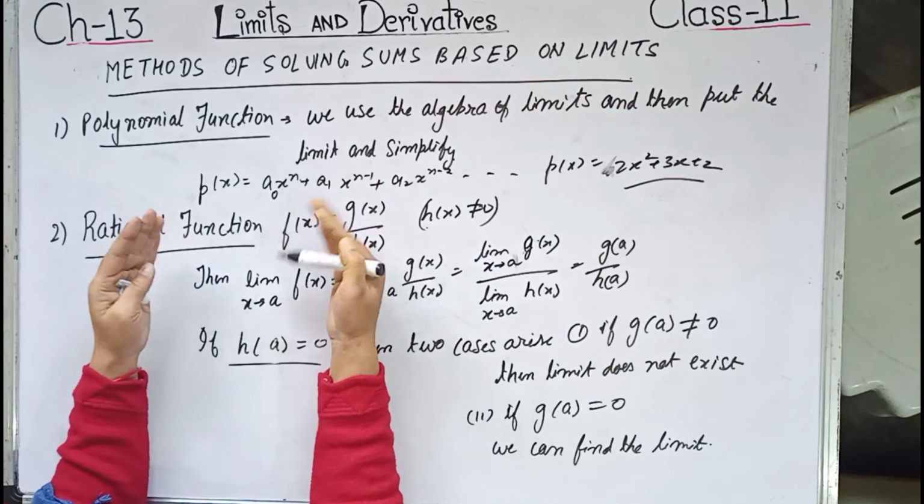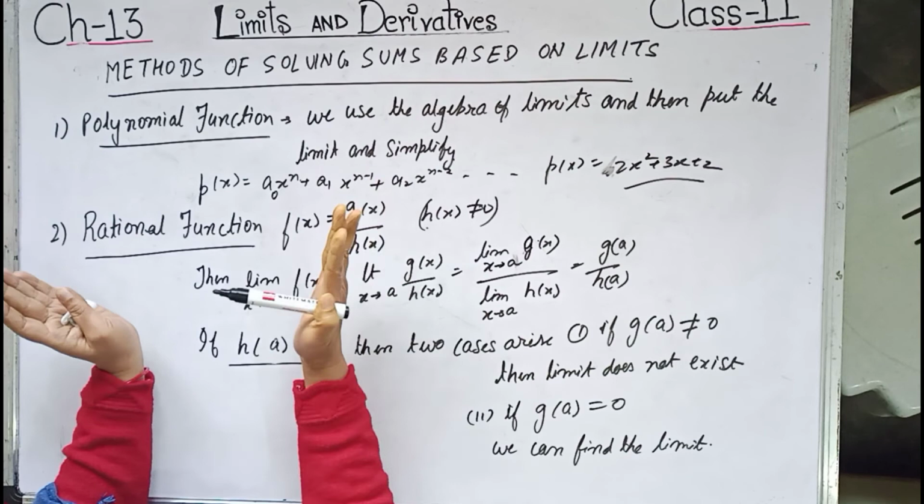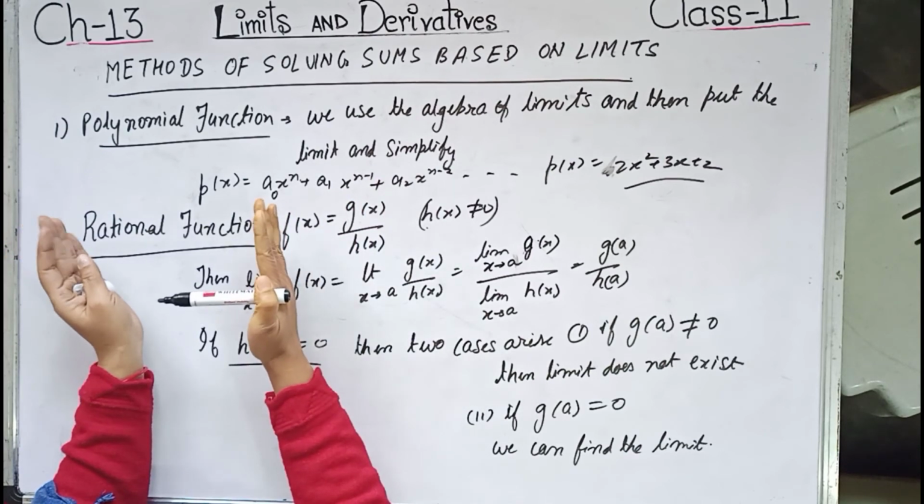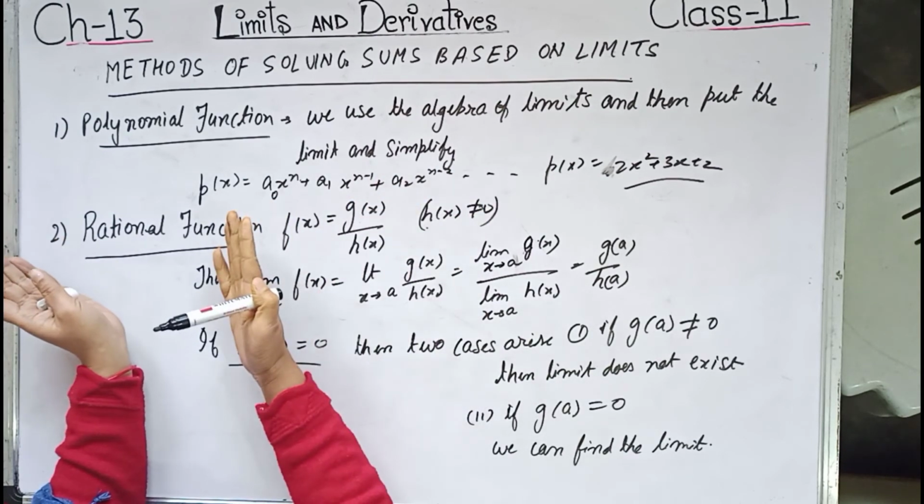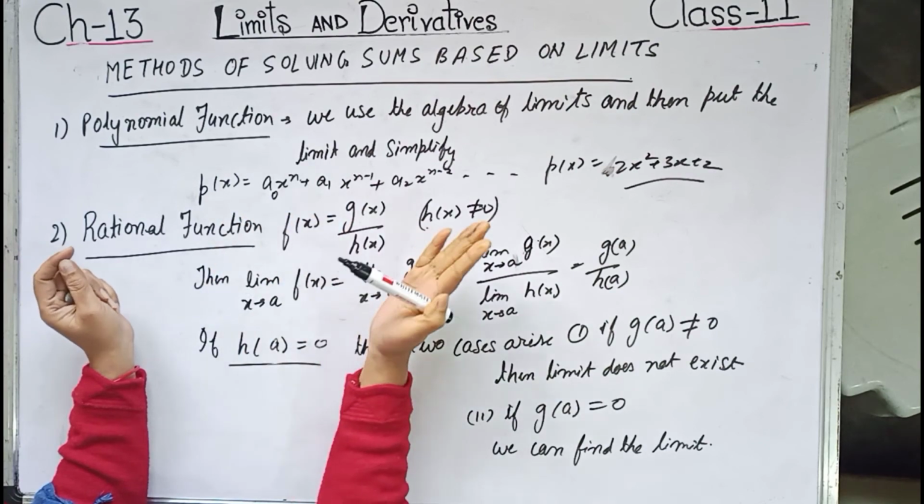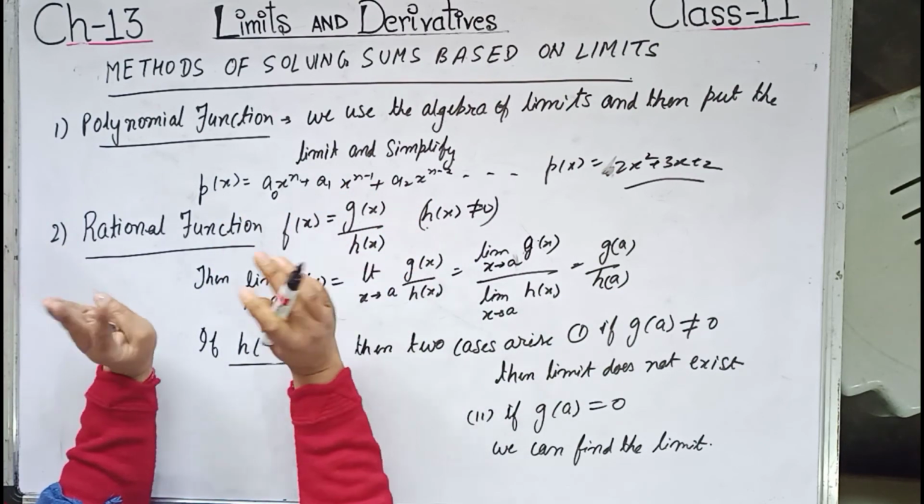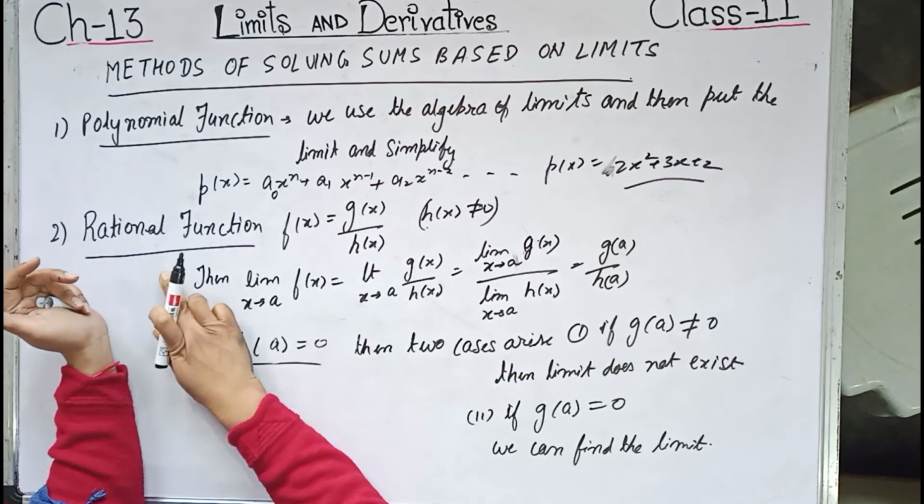Right now we will not be going into detail about what a polynomial is. So simply if it is a polynomial function, we use the algebra of the limits. Right now we have understood the algebra of the limits, and then put the limit and simplify. No issue over here. Now the rational function.